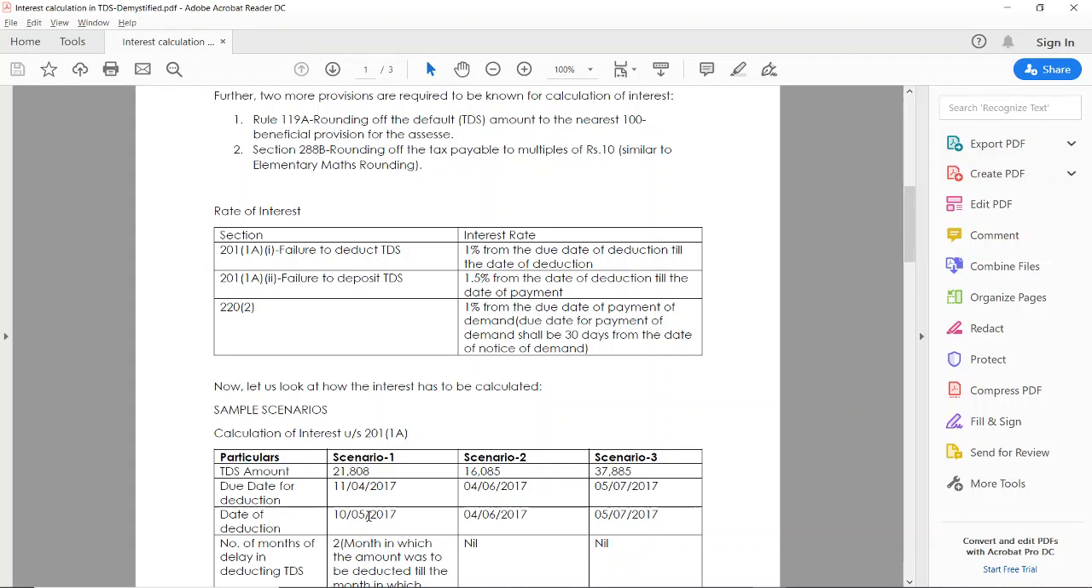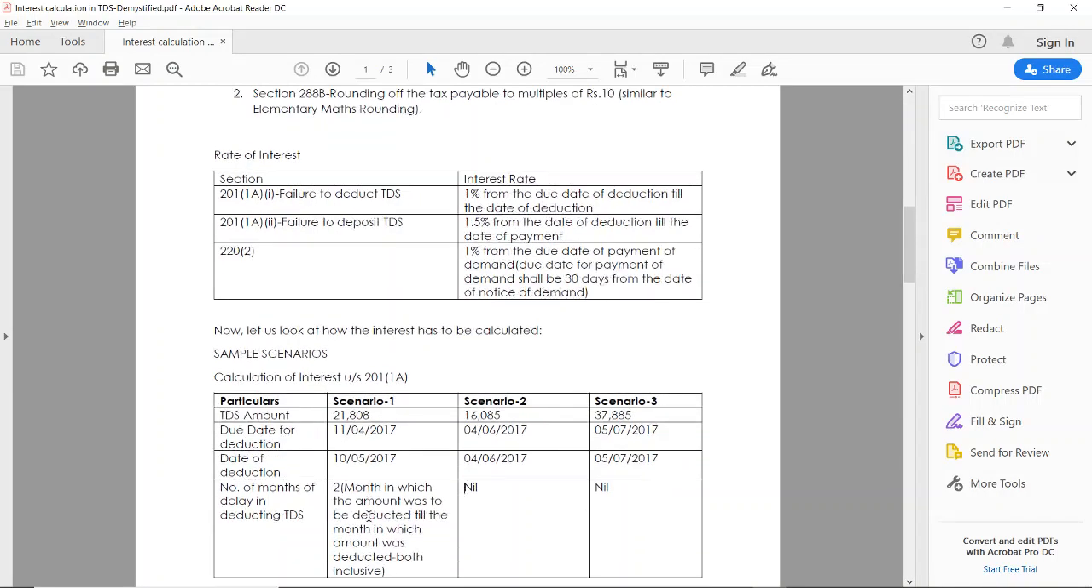Please do not count it as only May alone, or just the month in which the due date of deduction falls, and also the month in which the date of deduction falls. Both the months have to be counted, and even if it is a part of a month, it will be considered as one whole month. So the number of months of default is 2 in scenario 1. So we'll first handle scenario 1.